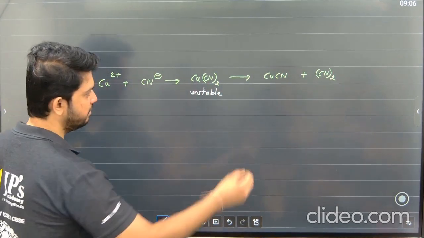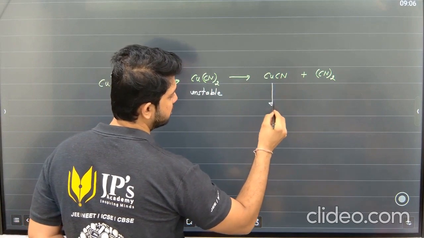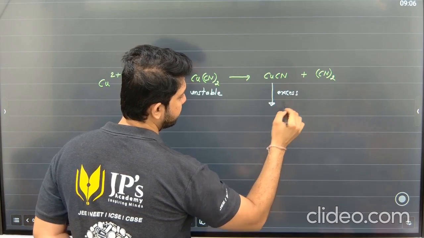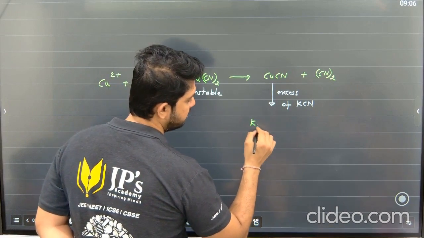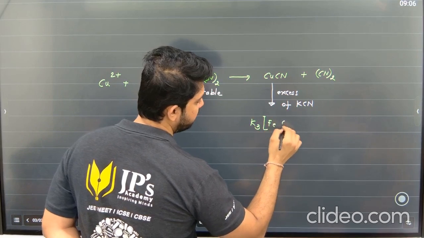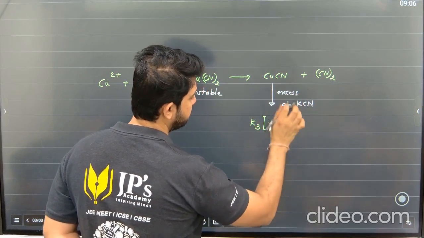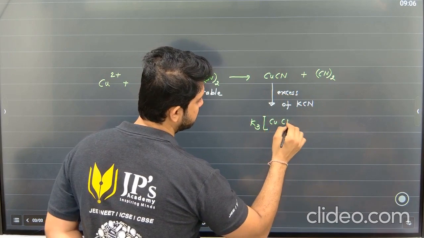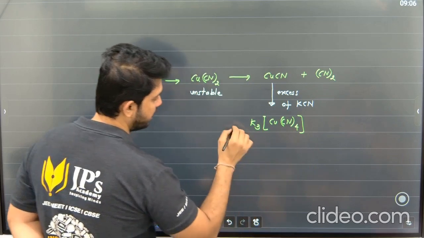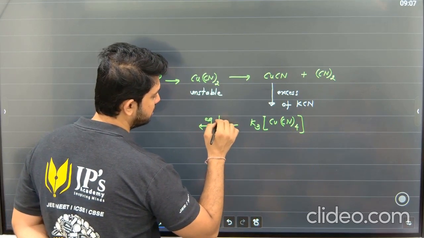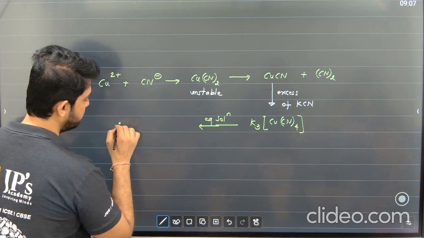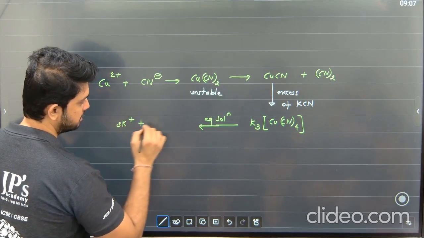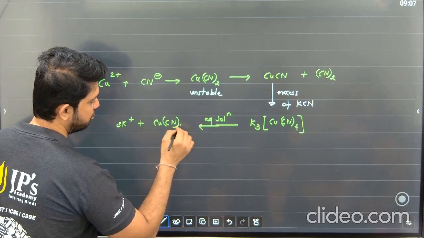Now this CuCN, if you treat it with excess KCN, what we get is K3[Cu(CN)4], and this in its aqueous solution will give me what, people? K+ and [Cu(CN)4]3-.